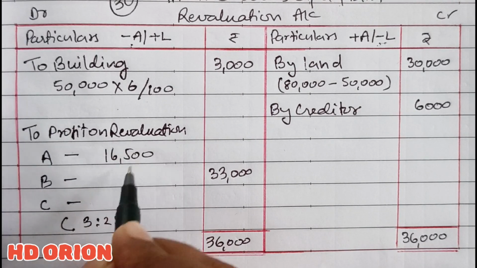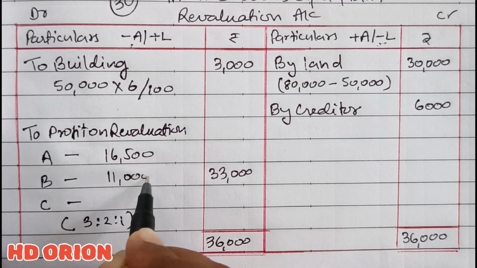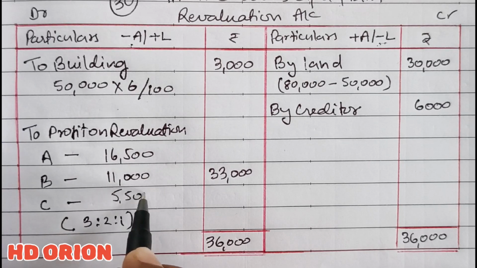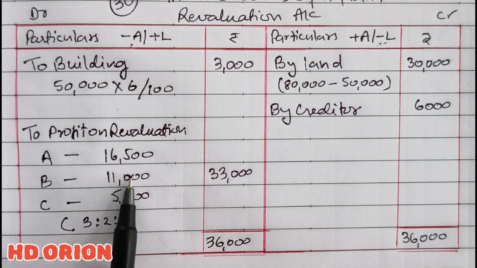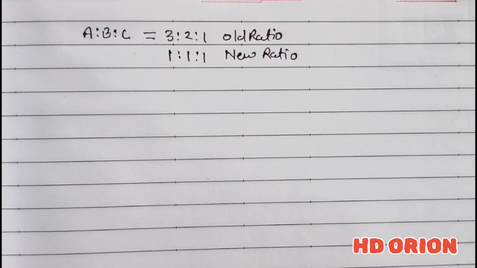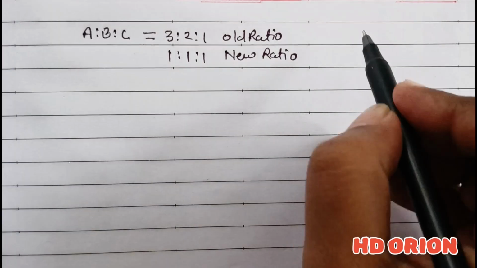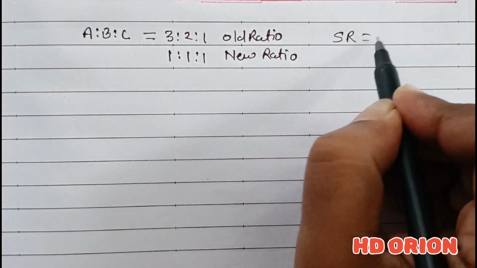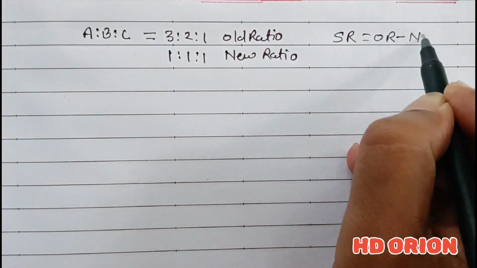So 16,500, then 11,000 and 5,500. So this profit is given to the partners in old ratio. Now for the treatment of goodwill, we have to calculate gaining or sacrificing ratio, and we know that sacrificing ratio is equal to old ratio minus new ratio.